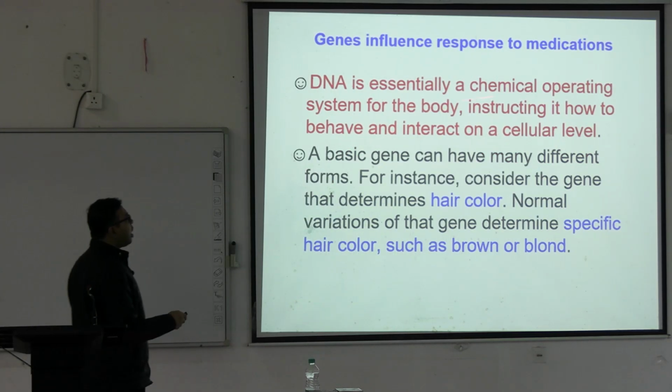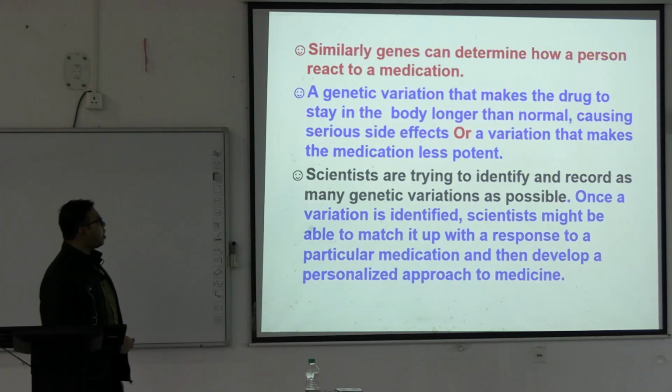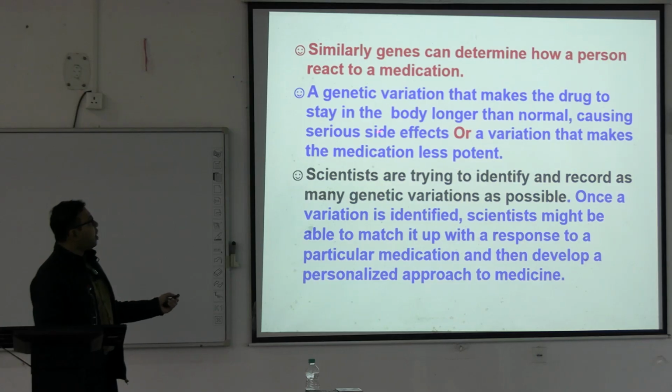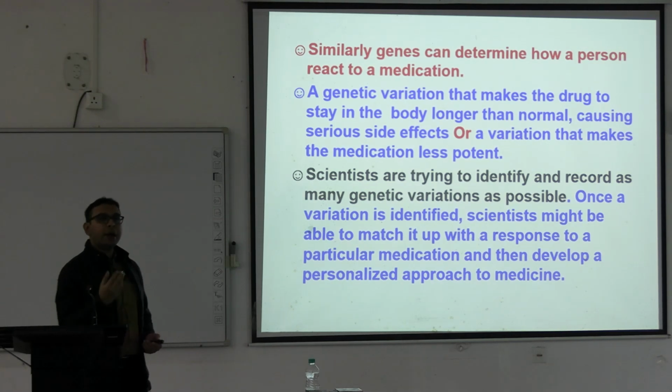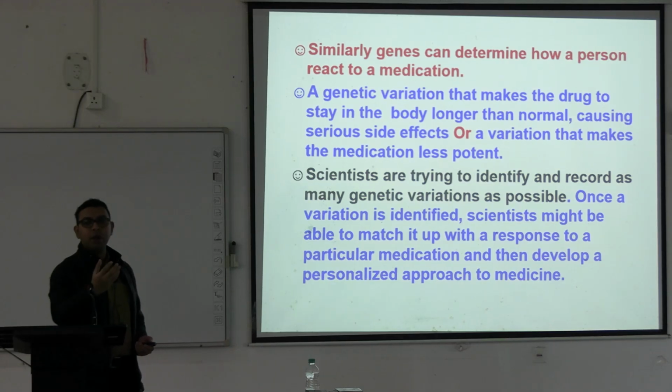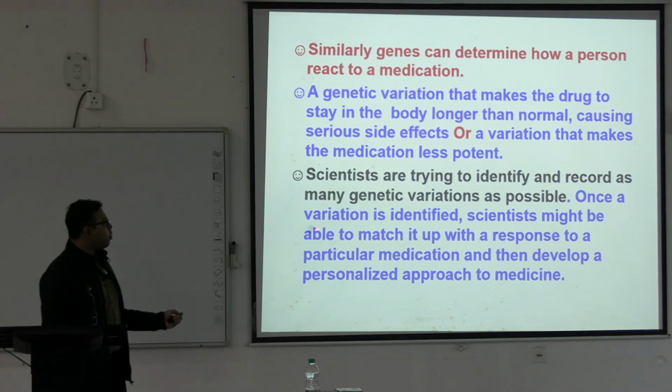So DNA is essentially a chemical operating system for the body. You know that genotype determines our phenotypes. Genes can determine how a person reacts to a medication. So a genetic variation that makes the drug stay in the body longer than normal, causing serious side effects, or a variation that makes the medication less potent. Already you have seen the same thing, the metabolizing enzyme that may be more effective in some individuals, less effective in another individual. So once a variation is identified, scientists might be able to match it up with response to a particular medication and then develop a personalized approach to medication.